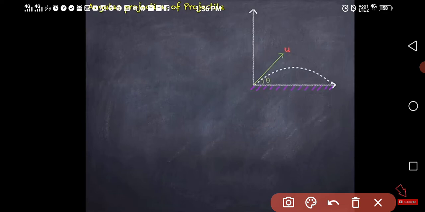I hope you can see in the diagram, this dotted portion shows the trajectory, meaning the path followed by the projectile. Students, again, theta is the angle at which we have thrown our object. The initial velocity u we will resolve into two components, horizontal and vertical. The horizontal component will be u cos theta and the vertical component will be u sin theta.